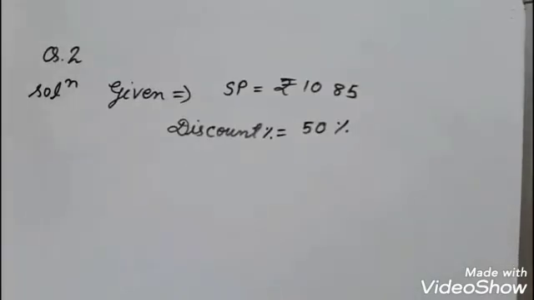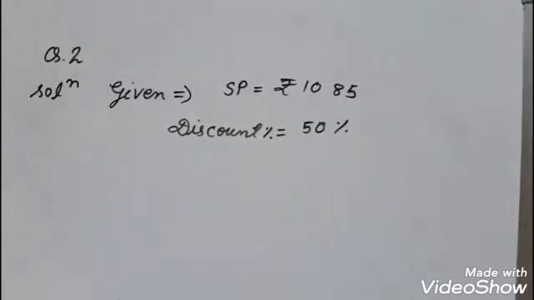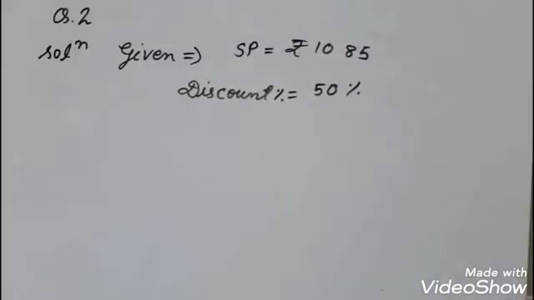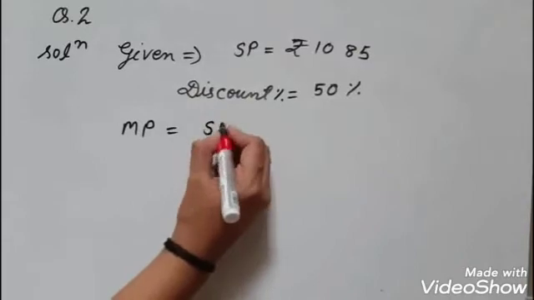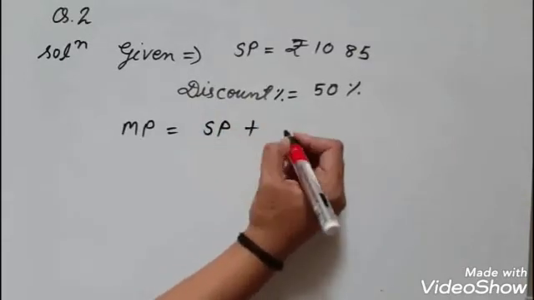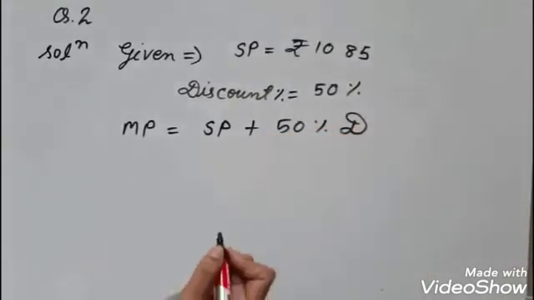Now question number 2, and the question is find the MP of a pair of shoes if it was sold at rupees 1085 after 50% off. Let's do the solution. These things are given in the question. Selling price and discount percent are given and marked price is asked in the question. Students, let me tell you one thing, that in marked price, what is included? Selling price and the amount which is given in the discount.